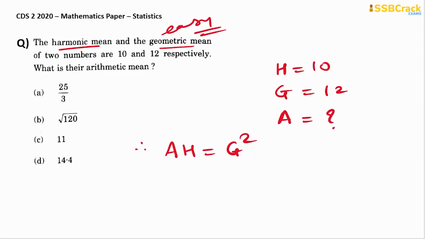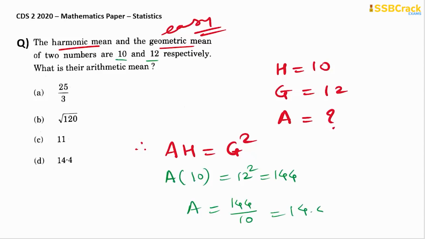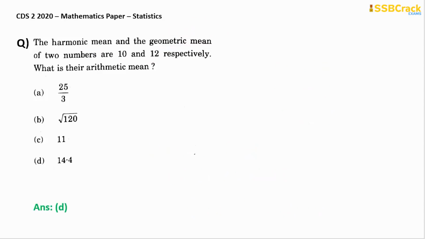So in this question already we know the harmonic mean and geometric mean. So let's substitute those values to determine the A value, right? So A into 10 is equal to 12 square, which we know is 144, right? So A is simply 144 divided by 10, which is nothing but 14.4. So this is how easy this question was if you know very well this relation between harmonic, geometric and arithmetic mean. So hence the right key for this question is option D only.